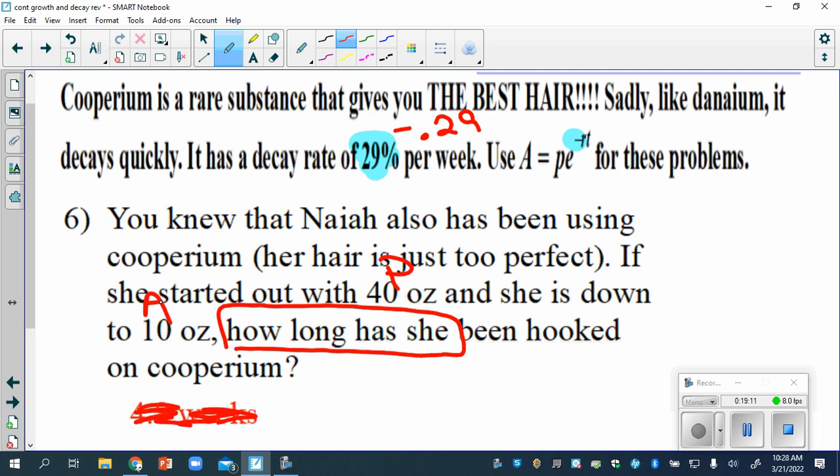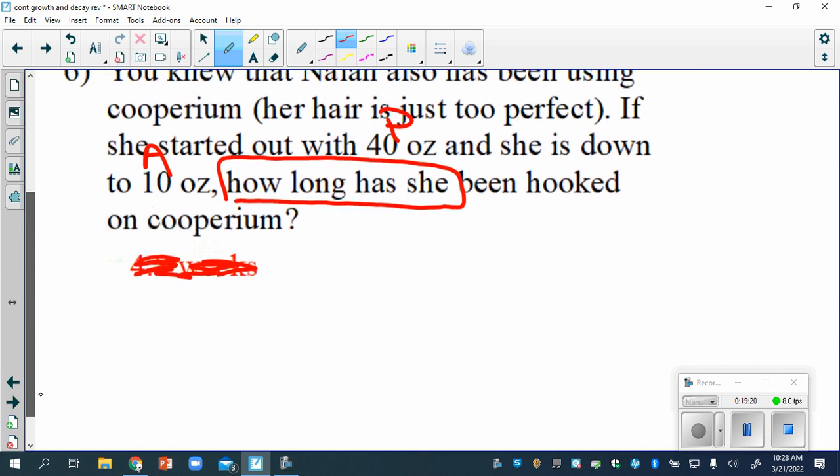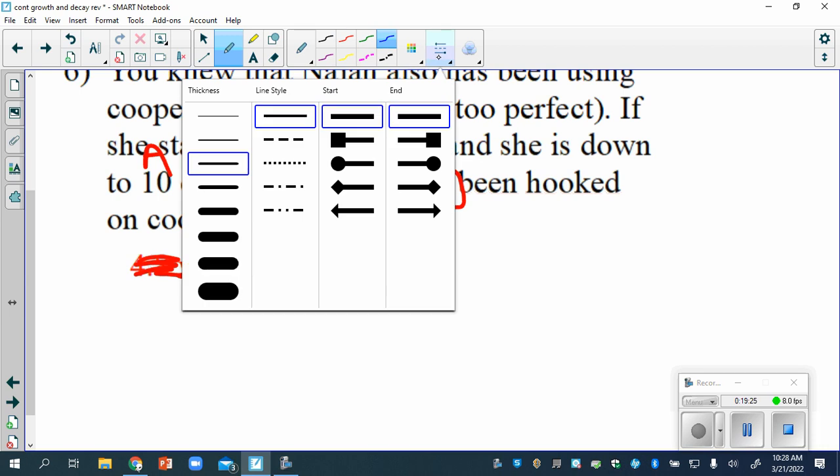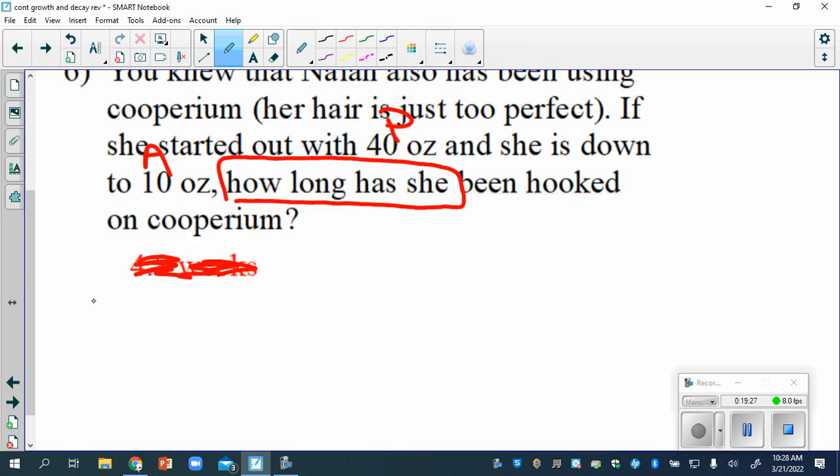And that's why it's really important to get something. Okay, here I go. Let's take a look at this guy. Let's see what happens. We got Naya with her beautiful hair, and this is my setup. Let me grab a nice pen here. So she starts with 40. She's going to end with 10. I know that it's going away at negative 0.29, but I don't know how long she's got this stuff for. That's what I'm trying to figure out.